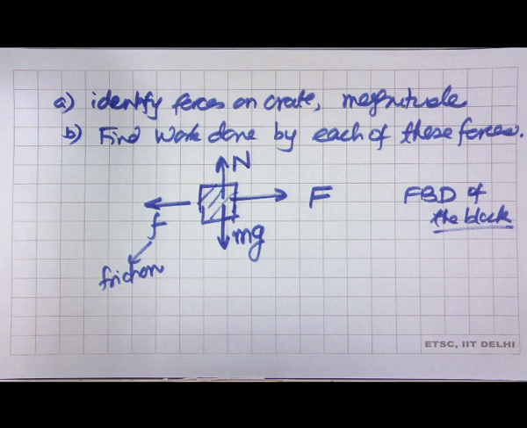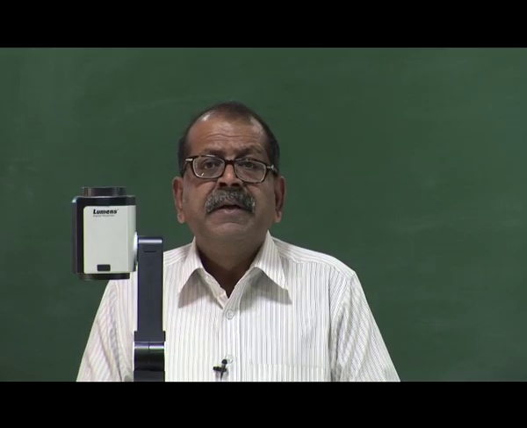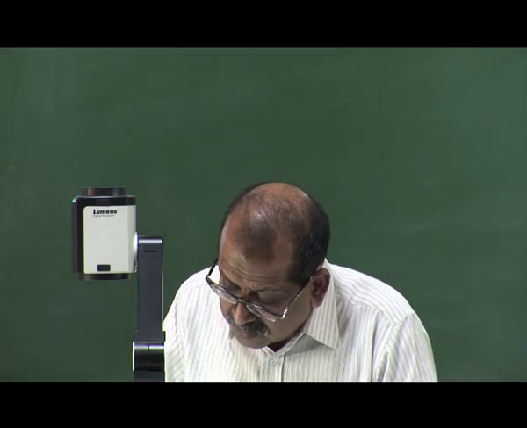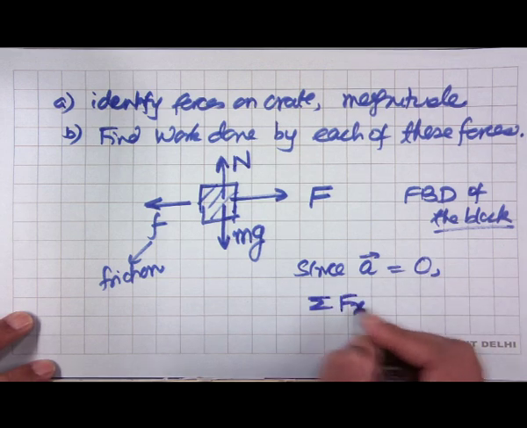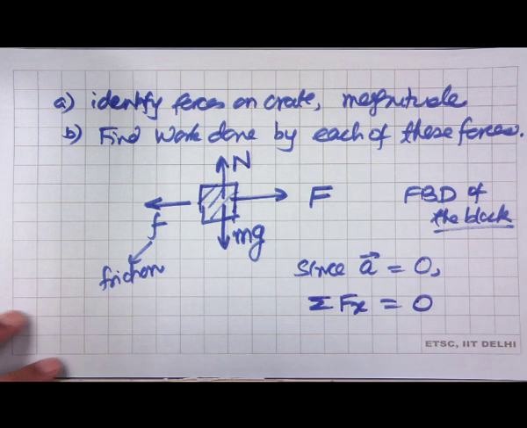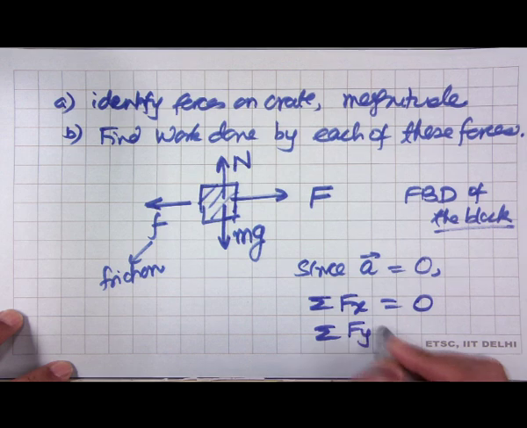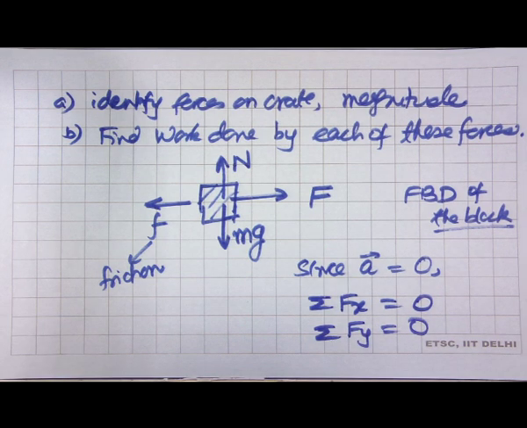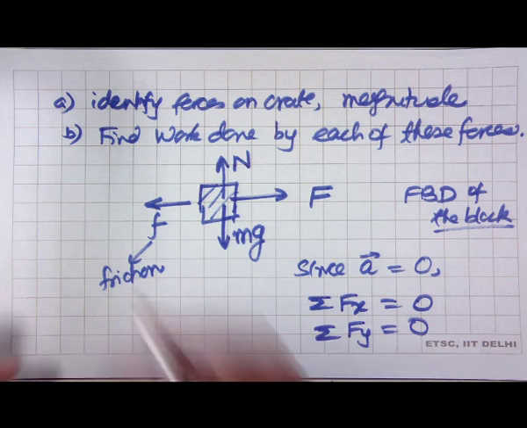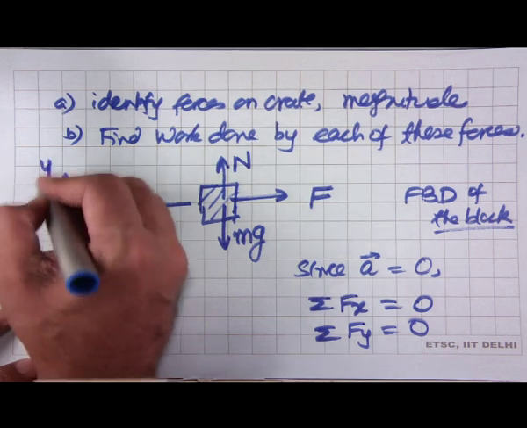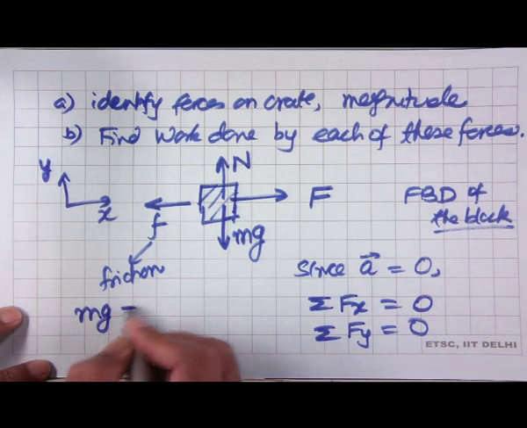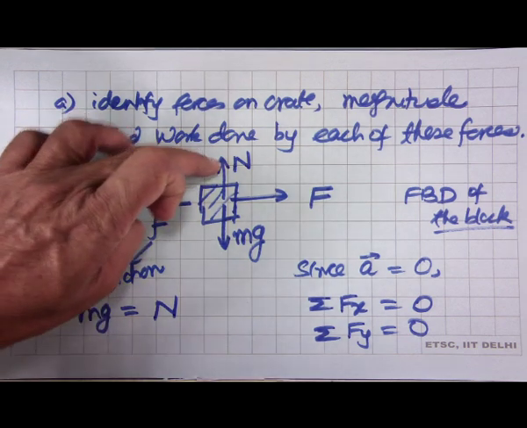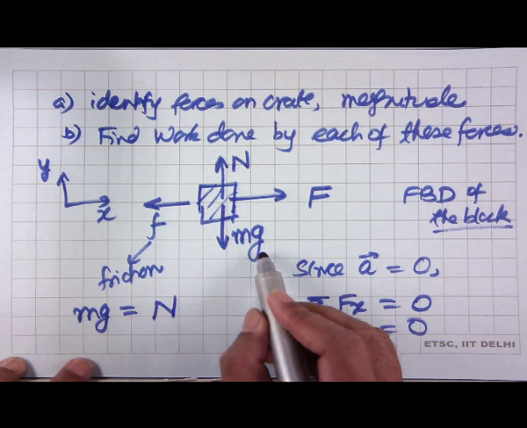Now, what is given to us? It is given to us that the block is moving with a constant velocity. Since the acceleration of the block is equal to 0, that means the sum of forces in the x direction has to be 0. Obviously, the sum of forces in the y direction is 0 because the block is moving in a horizontal direction. So, there is no acceleration in the y direction. So, this is our x direction, this is our y direction. Now, when I write this, what I get is mg is equal to N. That means the normal reaction, which is an unknown, is equal to m times g.